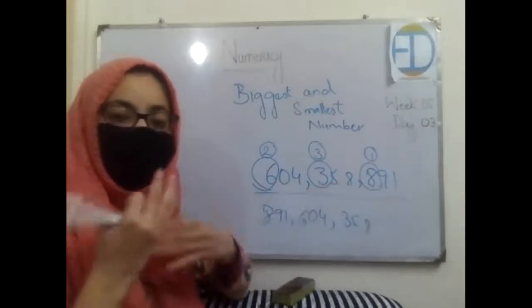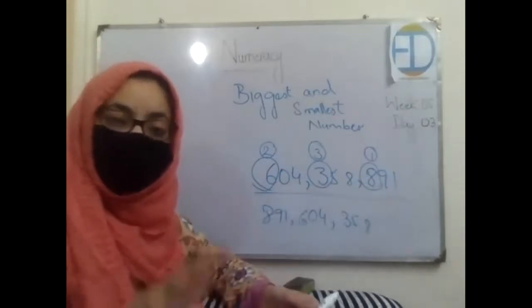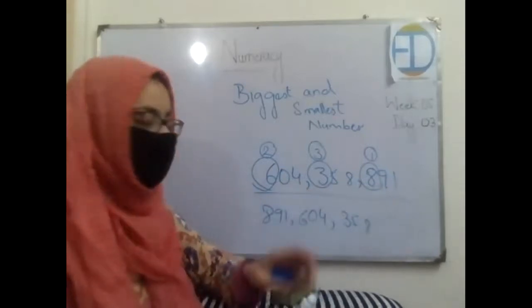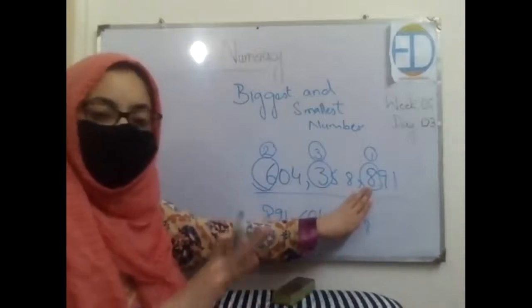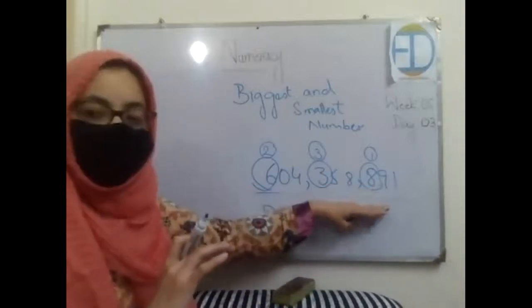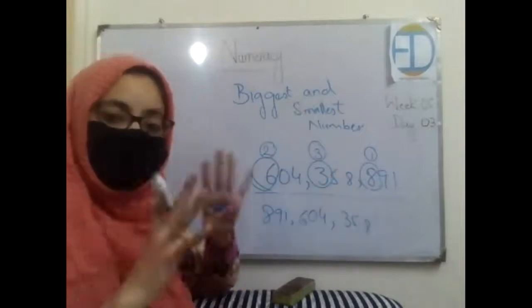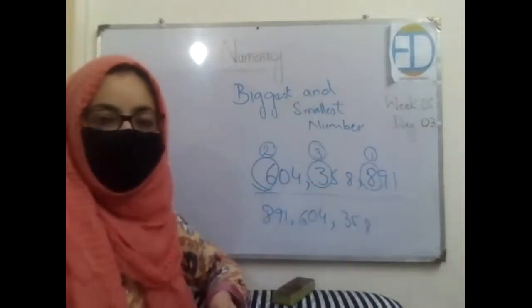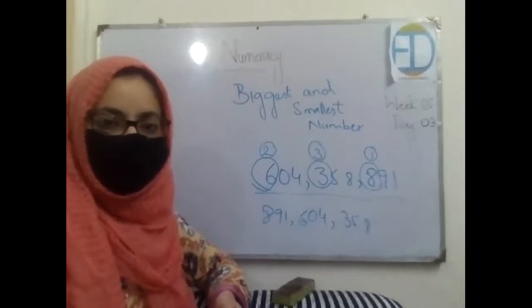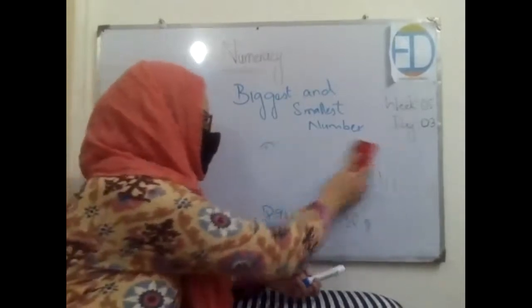Now this is the technique for those numbers whose first digits are different. Got it? So if you are provided with numbers whose first digits are different, you can easily identify them. You are just supposed to look at the first digits of the numbers. Whoever has the highest digit is the highest number. Got it? Okay. Now look at the board.